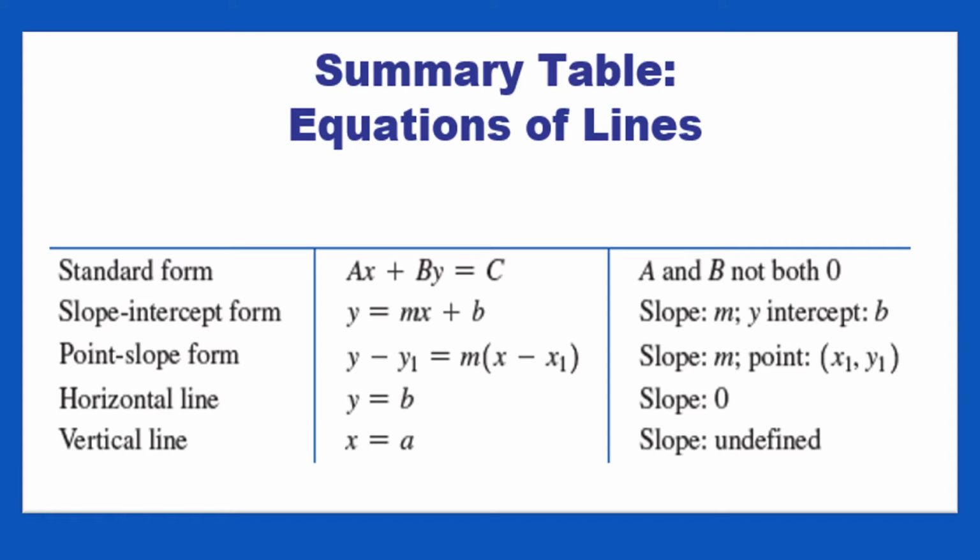The standard form is ax plus by equals c. The slope-intercept form is y equals mx plus b. Horizontal line when y is a constant. Vertical line when x is a constant. You can also have the point-slope form of a straight line, y minus y1 equals m times x minus x1.